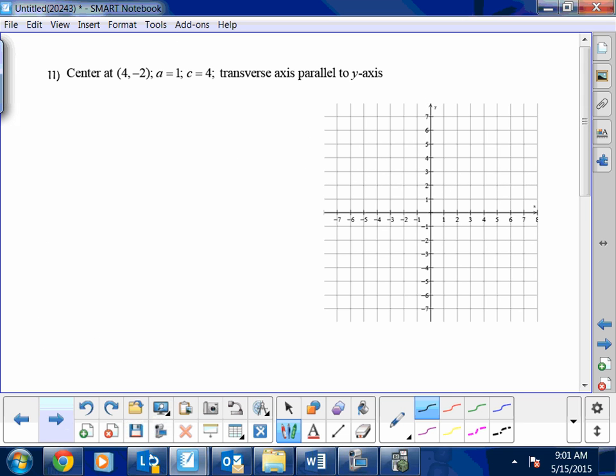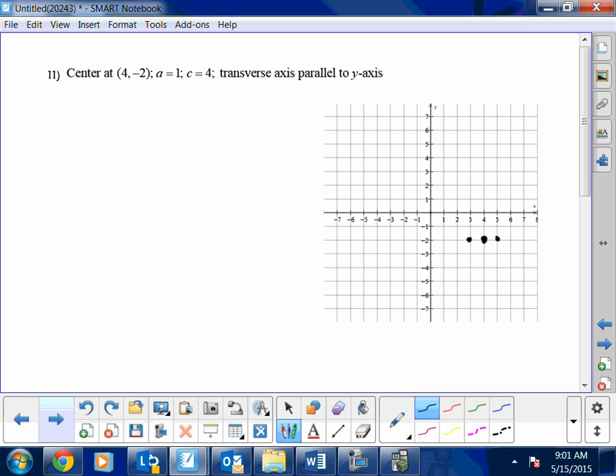Now with this one, they want us to draw a hyperbola with center at 4, -2. So this is going to be another hyperbola. Center at 4, -2, which is here. They give you A and C. So from here you have a vertex this way. Transverse axis parallel to the y-axis. Oh, so this one's slightly different. We're going to be parallel to the y-axis.